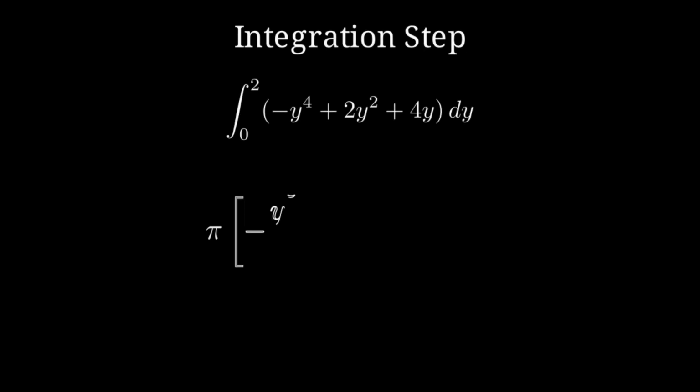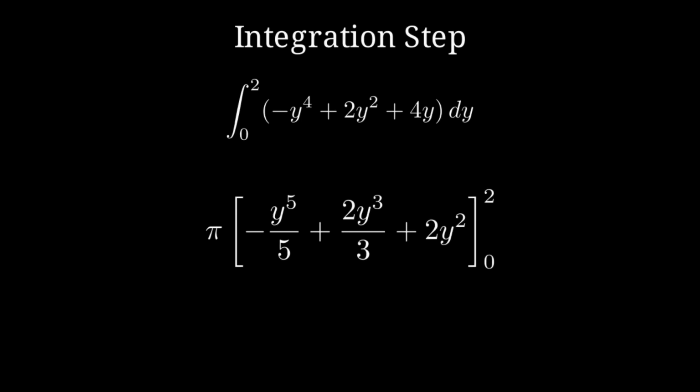Now we apply the power rule for integration. The integral of -y to the fourth is -y to the fifth over 5. The integral of 2y squared is 2/3 y cubed, and the integral of 4y is 2y squared. We will evaluate this entire expression from our lower bound of 0 to our upper bound of 2.